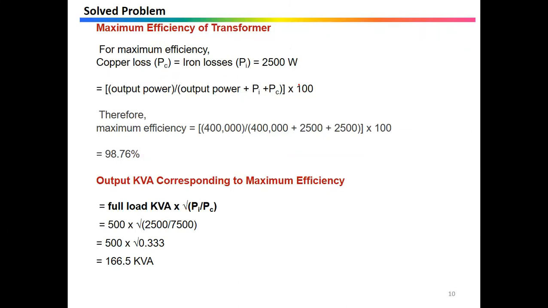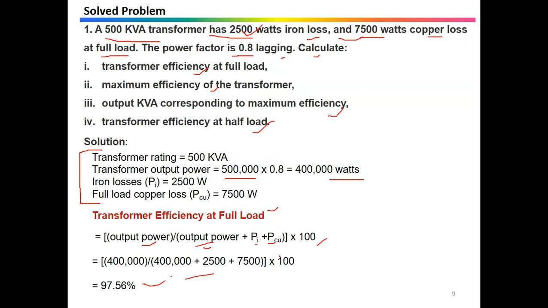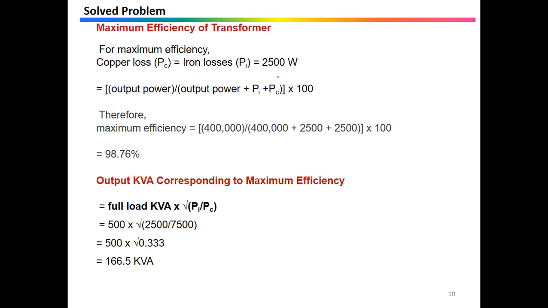The second question asked here is the maximum efficiency of the transformer, and maximum efficiency will be achieved only when the copper loss is equal to the iron losses. The formula is the same, but instead of taking PI and PCU differently, we take both values to be the same. So we take PI equals PC, the iron loss equals the copper losses. This value will be the same for both, and again we calculate this, and it is the maximum efficiency we can attain with this transformer.